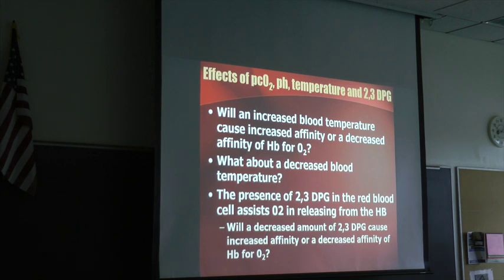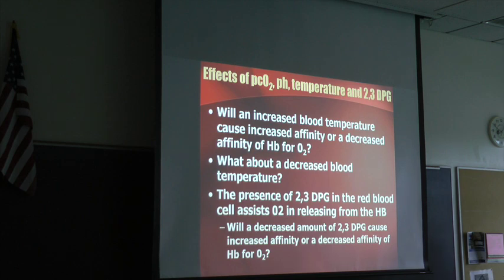So that happens with stored blood. What would cause a decreased amount of 2,3-DPG? I'm glad you asked. When you donate blood and it gets stored, the 2,3-DPG goes away. There isn't any being produced by the red blood cell.